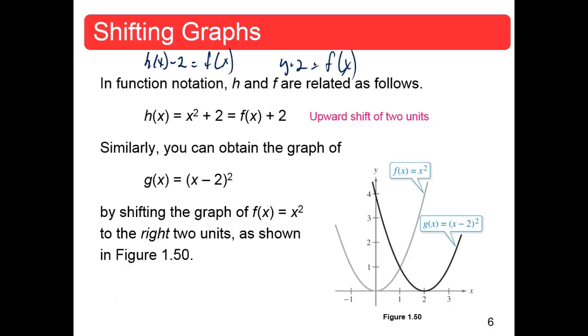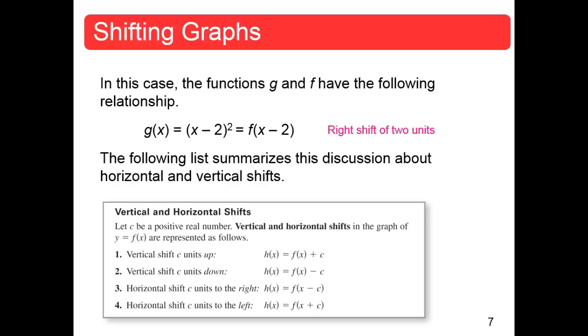The easier way to think of it, if you're dealing with the x, go the opposite way you would think. That to me is the easiest way to think of it. I know what's going on here, but it's a little more abstract. But if you just keep that in mind, if you're dealing with the x, go the opposite; if you're dealing with the y value, go in the direction it tells you. We'll see that come up later too. So in the case of this, the functions f and g have the following relationship. G of x, which is x minus 2 squared, was your f operating not on x, but on x minus 2. That's a right shift 2 units.